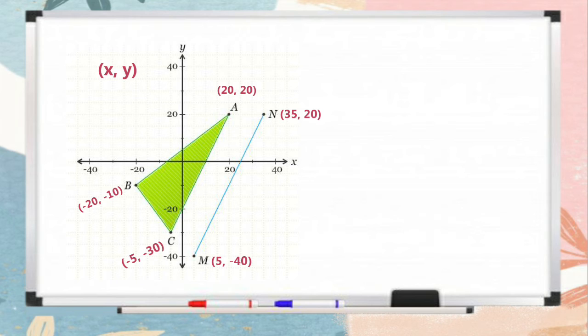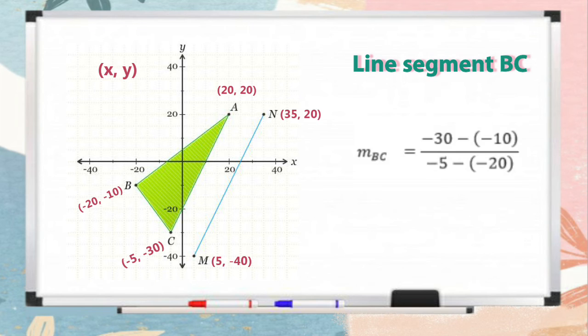Next, for BC, AC, and MN, we use the same method. For BC, change in y is equal to -30 minus 10, which is -30 plus 10. And change in x is equal to -5 minus 20, which is 5 plus 20. So, the gradient of BC is -20 over 15 equals -4 over 3.